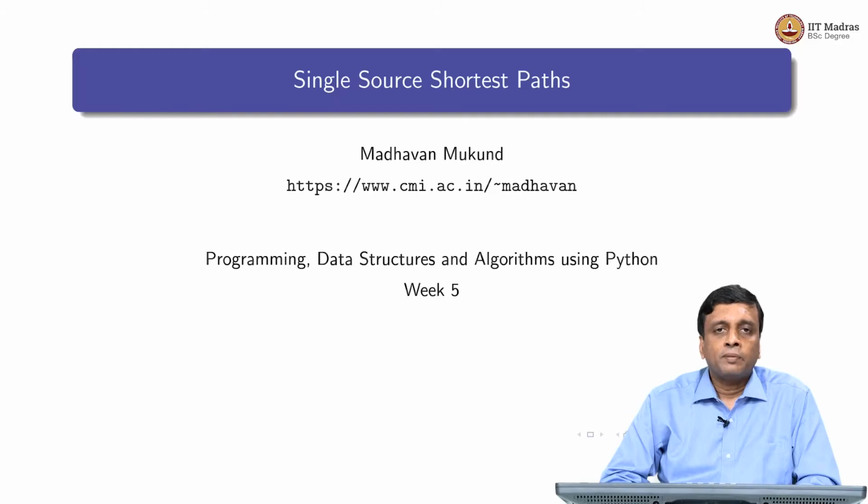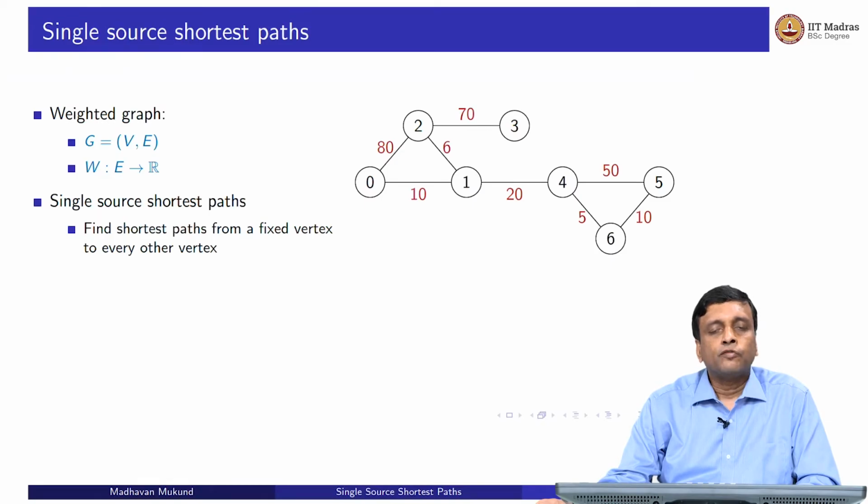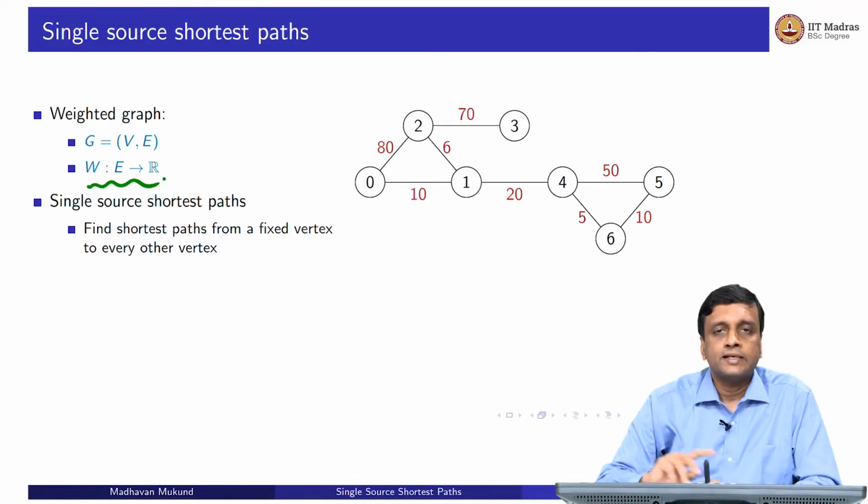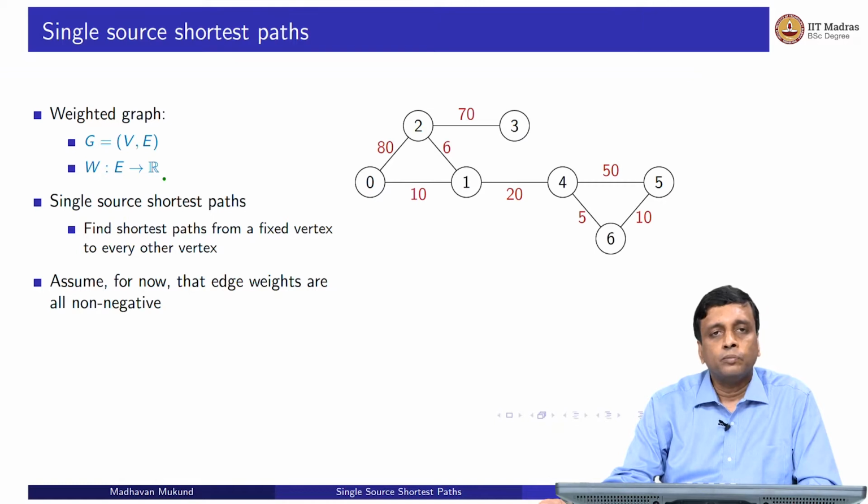We are looking at shortest paths in weighted graphs, and we said there are two types of shortest paths, single source and all pairs. So let's look at single source shortest paths. We want to find the shortest path from a fixed vertex to every other vertex in a weighted graph where we have this weight function which assigns a real number weight to every edge. And for now, we will assume that these weights are all non-negative, right? So there are no negative weights in the graph.